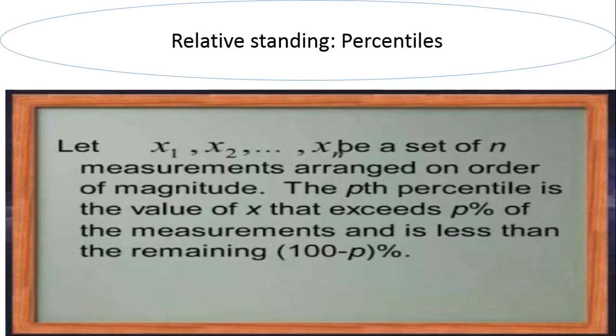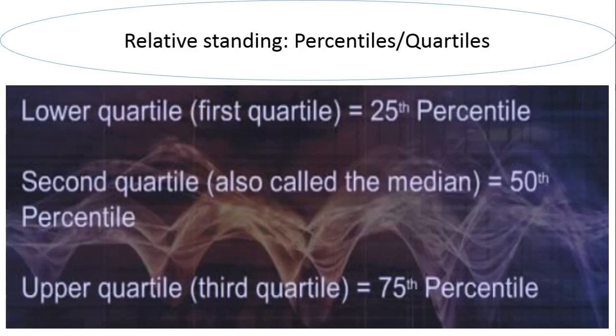So another relative standing is the quartile. The lowest quartile is the first quartile, which is the 25th percentile. The second quartile, also called the median, is the 50th percentile, and the upper quartile or third quartile is the 75th percentile. So that's the definition of our different quartiles, the first quartile, the second quartile, and the third quartile, as you can see on your screen.